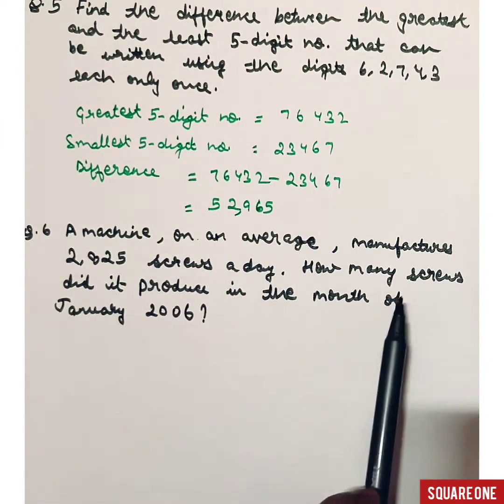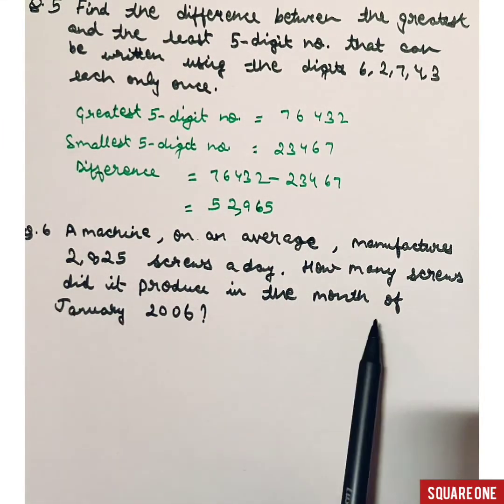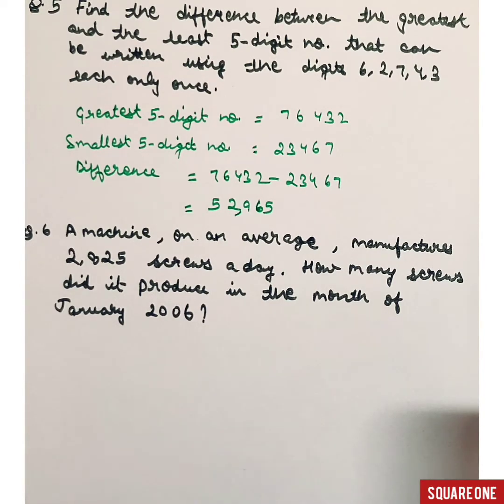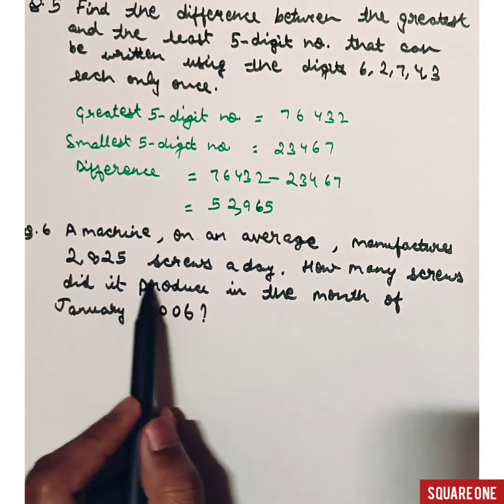Question number 6 is, a machine on an average manufactures 2,825 screws a day. How many screws did it produce in the month of January 2006? Now don't forget to pause the video when I have written a question and try it on your own before I give the solution.